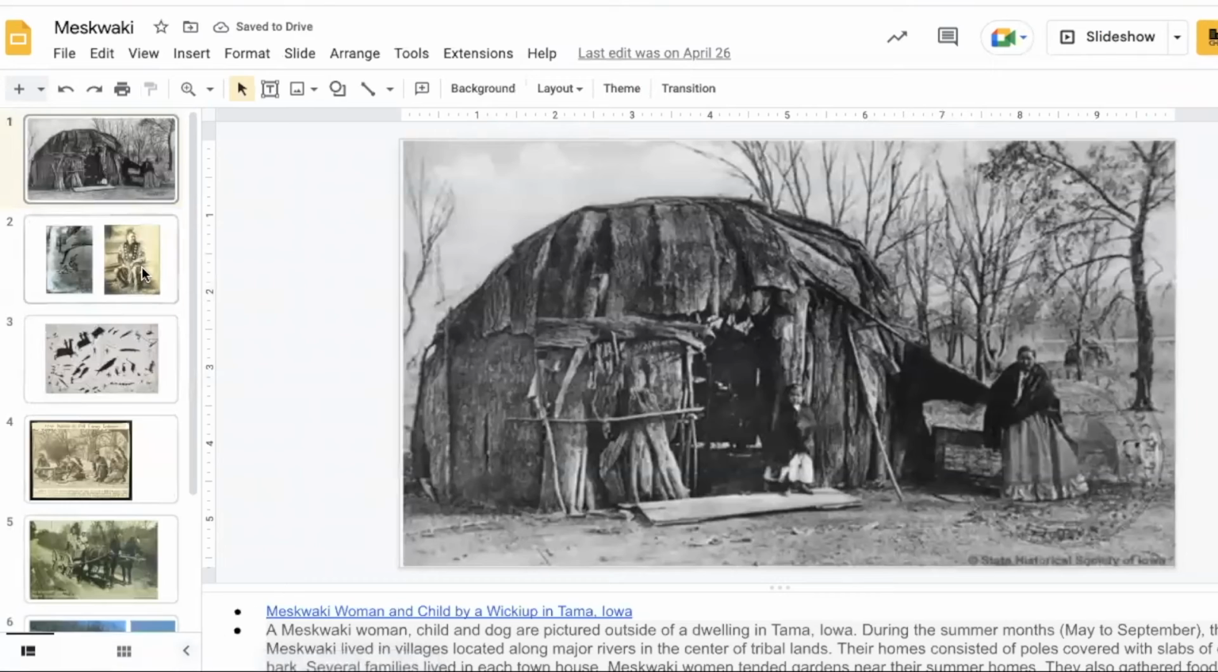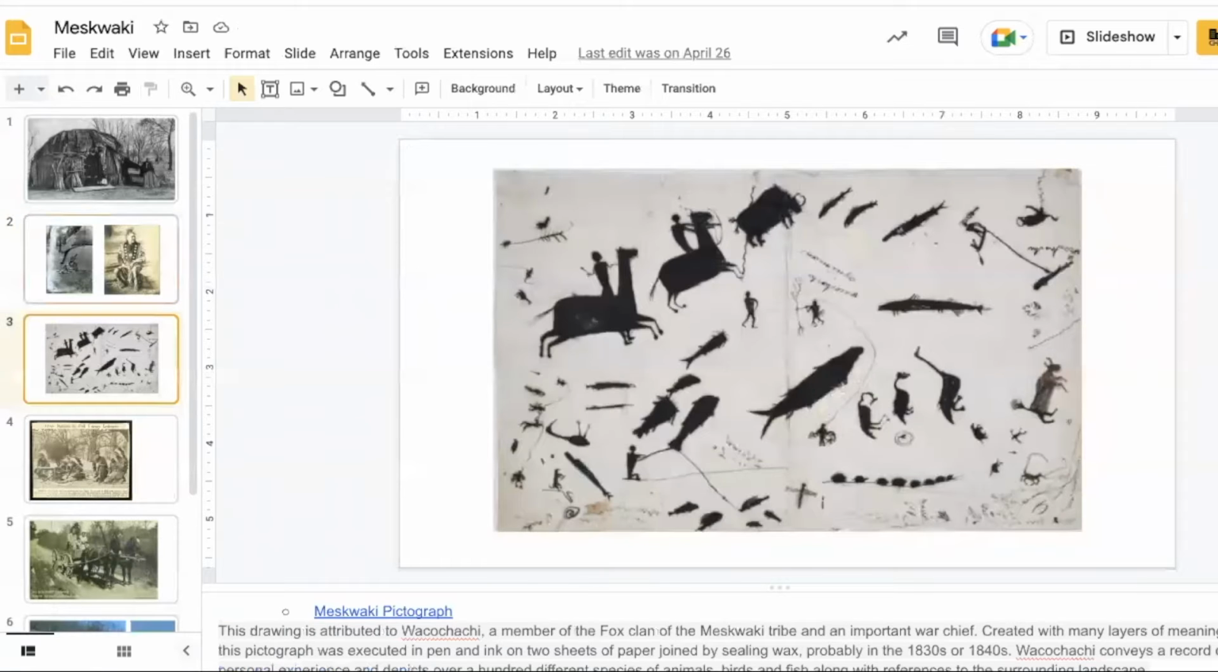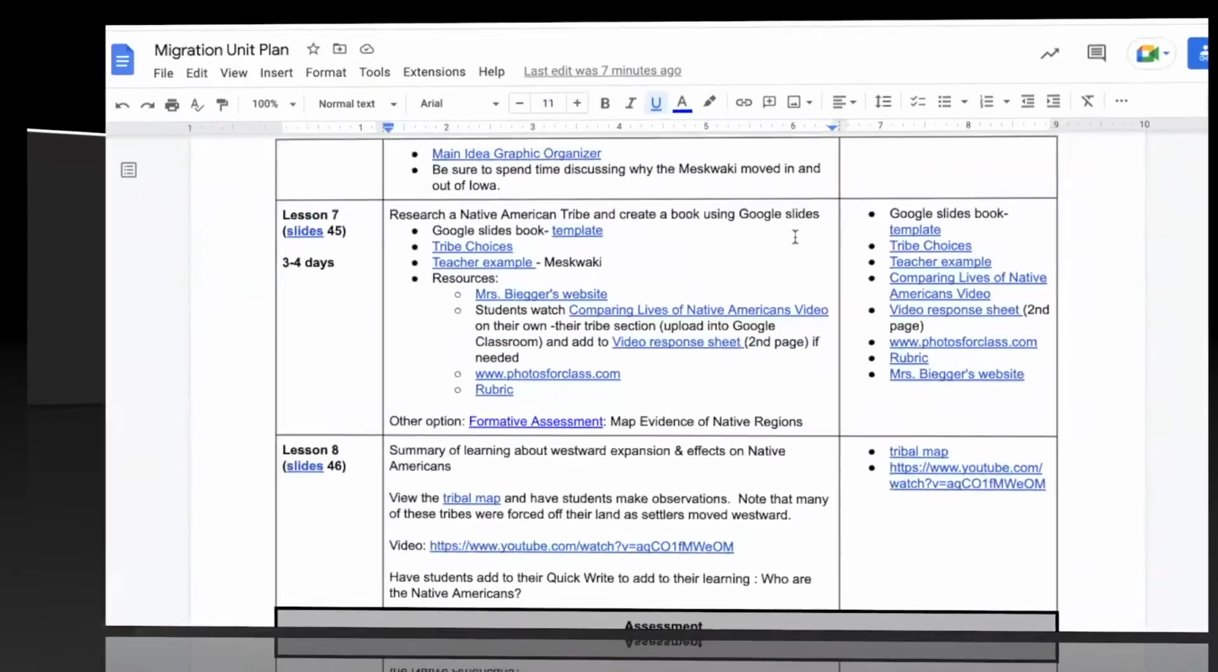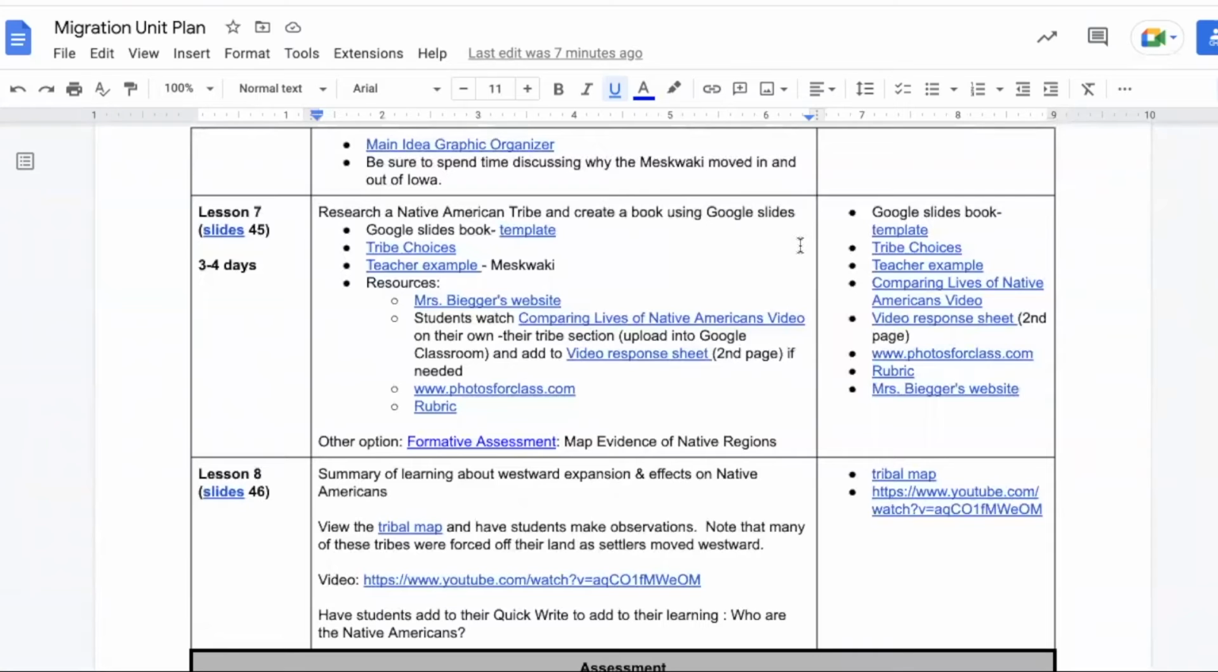So we have different images from the Meskwaki tribe, both past and present. There's a text called People of the Earth that can be read. It is quite lengthy, so I would recommend picking out the most important sections. Lesson 7 takes a few days as students are researching a Native American tribe, and then they can create a book about said tribe using Google Slides.